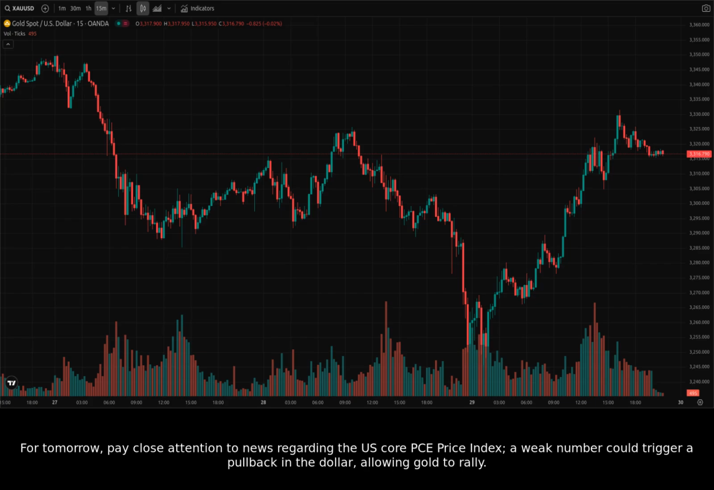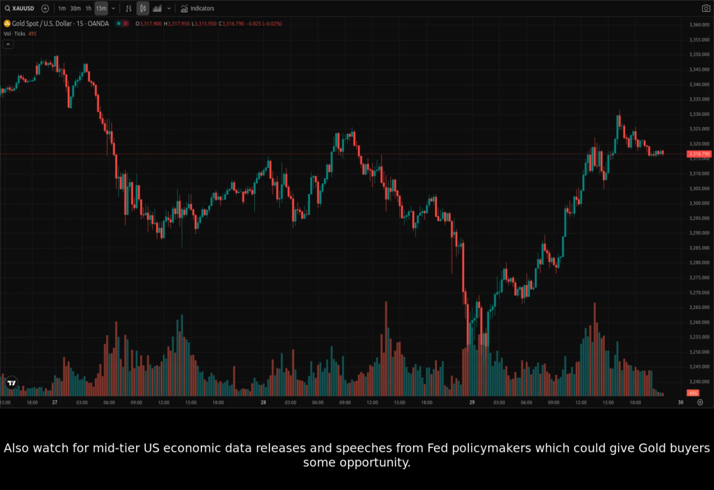For tomorrow, pay close attention to news regarding the U.S. Core PCE Price Index. A weak number could trigger a pullback in the dollar, allowing gold to rally. Also watch for mid-tier U.S. economic data releases and speeches from Fed policymakers, which could give gold buyers some opportunity.